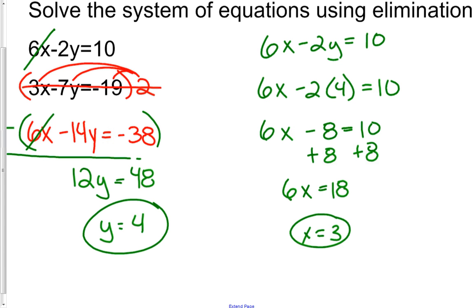Same thing happens with the negative 38. 10 minus a negative 38 becomes 10 plus 38, which is how we get positive 48. Dividing both sides by 12 gives us y is equal to 4. Taking that and plugging it back into the first equation gives us 6x minus 2 times 4 equals 10. And we can solve that equation to get x equals 3.